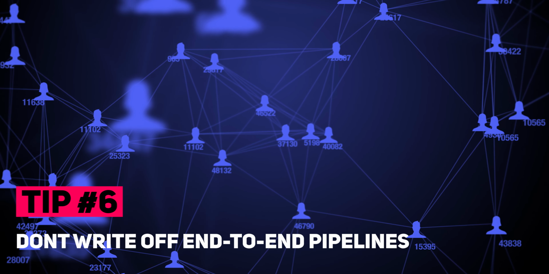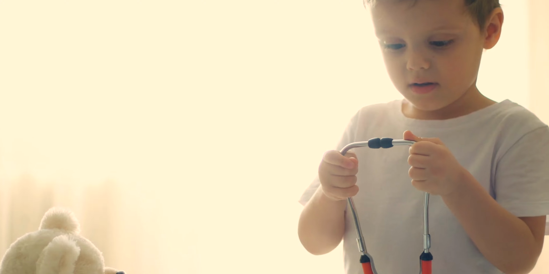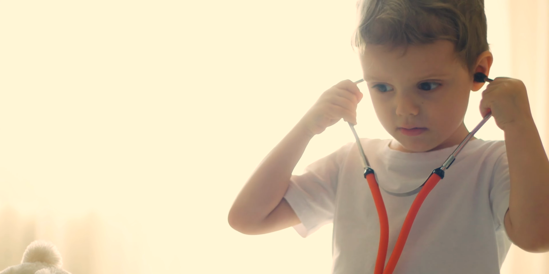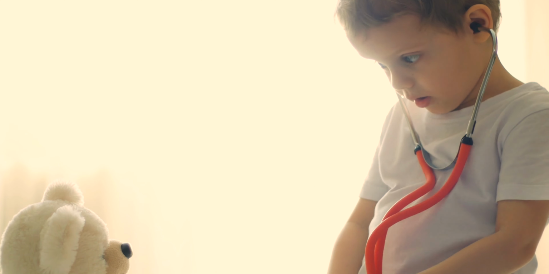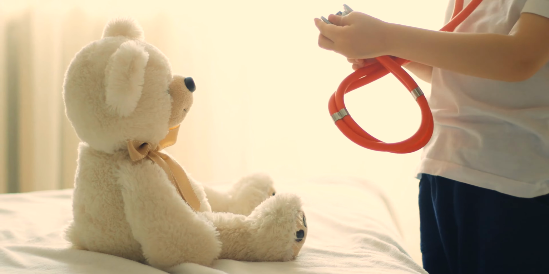The sixth tip is to not completely write off end-to-end pipelines. This is something I'm guilty of. Whenever I hear someone say something about SageMaker or Vertex AI, my intuition is to be like, those are amateur tools. They're not for us, we're the professionals, right? Those are for people who are scared of code, who don't understand all the steps that go into making a really robust and good deep learning model.